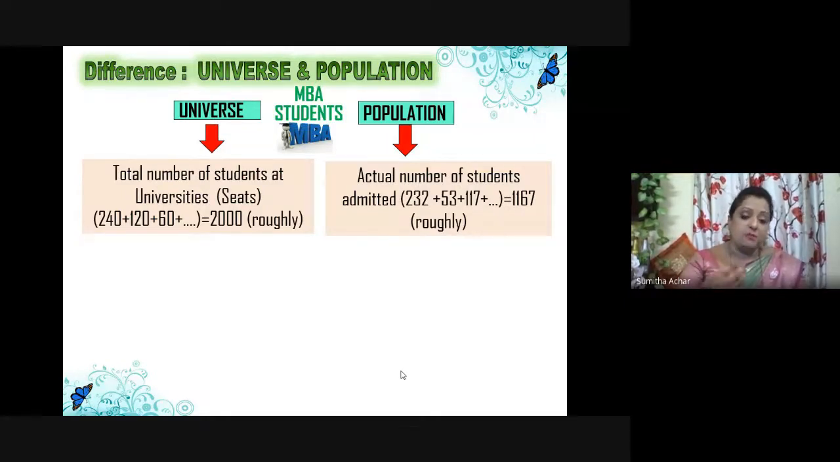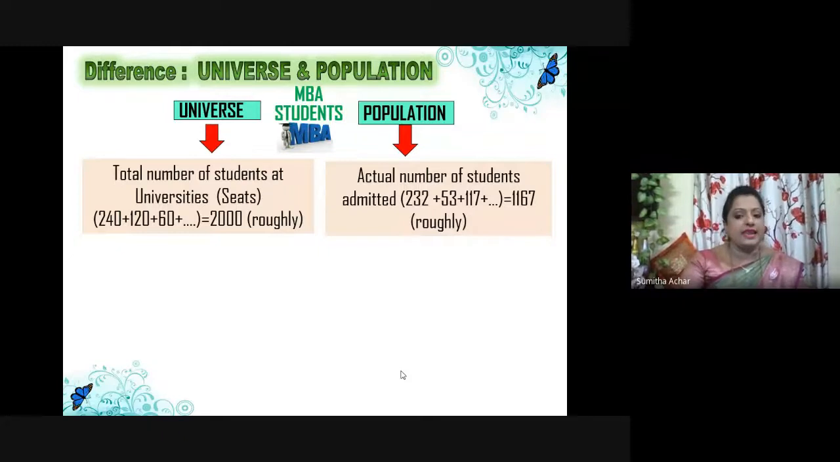Now tell me, will my study be related to the universe or to the population? Definitely, if I have to pick my students for my study, I have to pick them from the population. Now, did you understand the difference? We say the universe is the overall collection of data, and the population is where the study gets a generalization, right? The study gets a generalization for the population data, not for the universe.